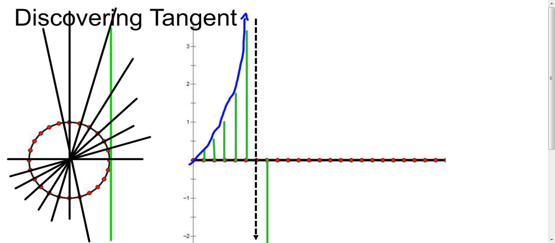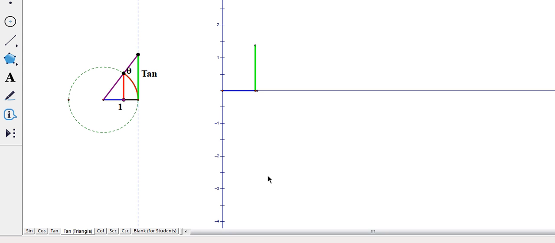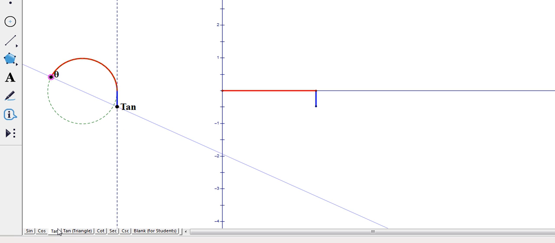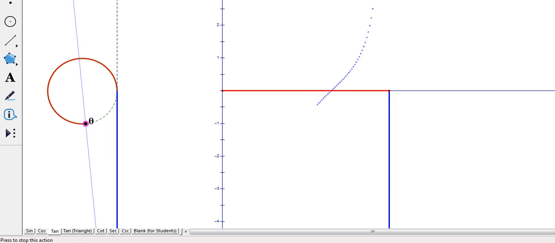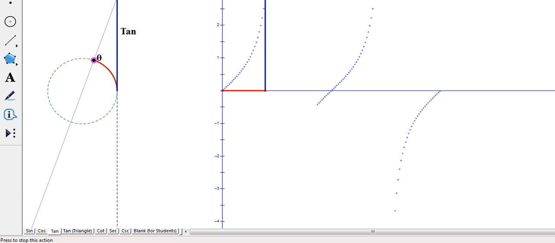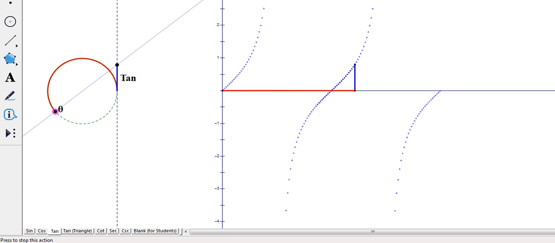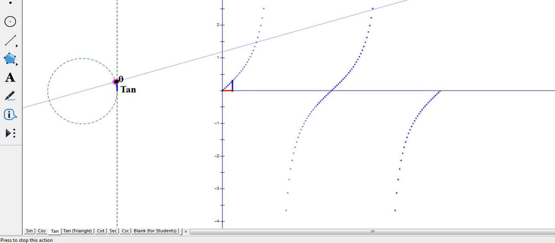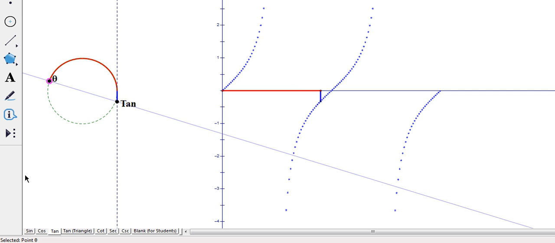All right, so for the sake of time, we'll look real quickly at an animation that shows this at various points, and I'm just going to let this run for a second, and it shows that relationship between the circle, the definition of tangent, and the tangent graph.